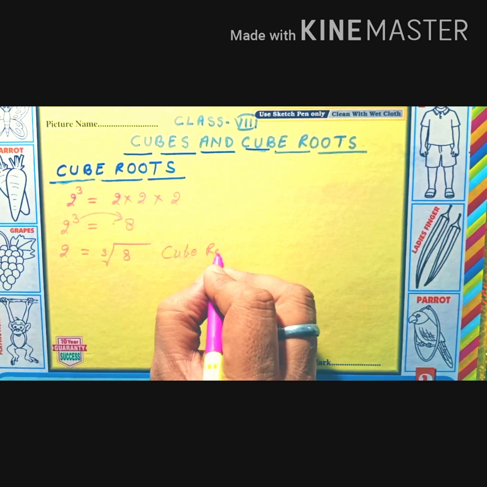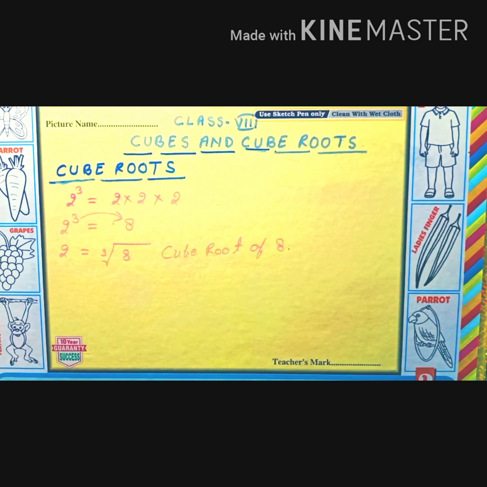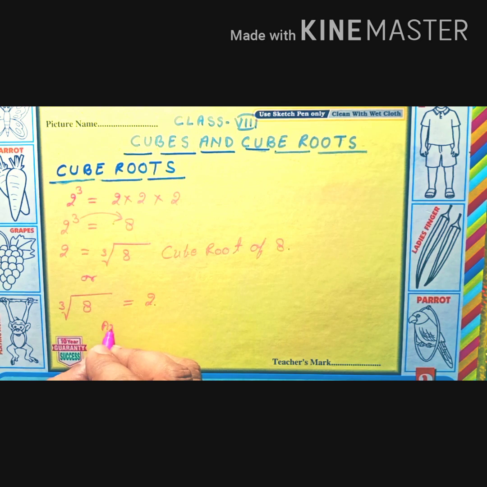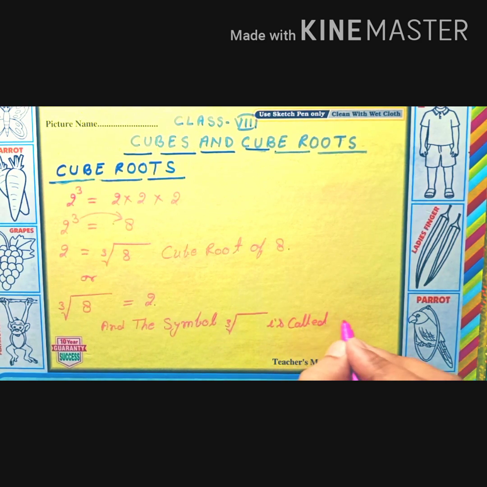Cube root of 8. Now we write it as cube root of 8 is equal to 2, and the symbol, this is called cube root.